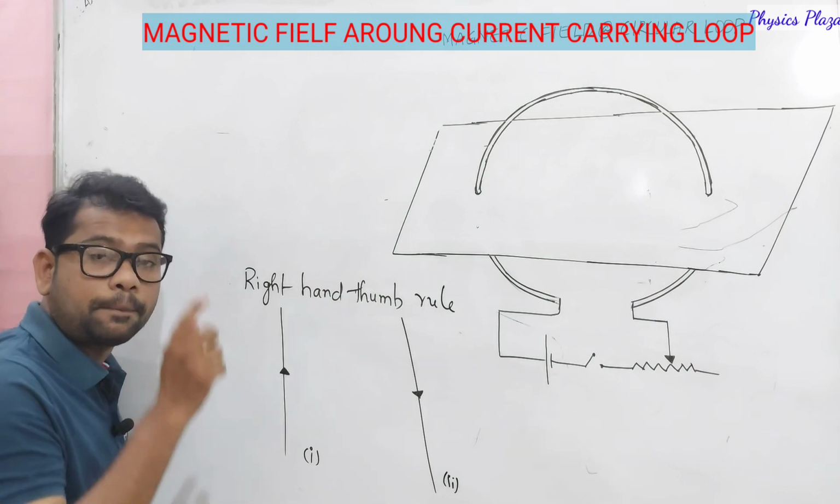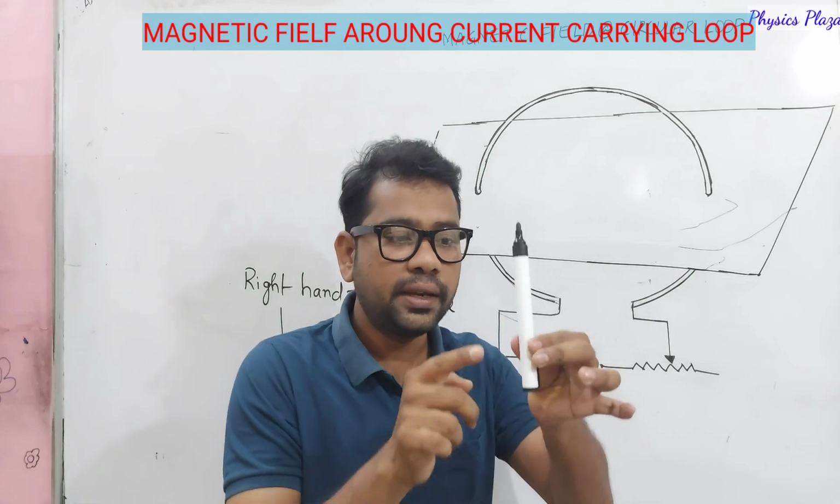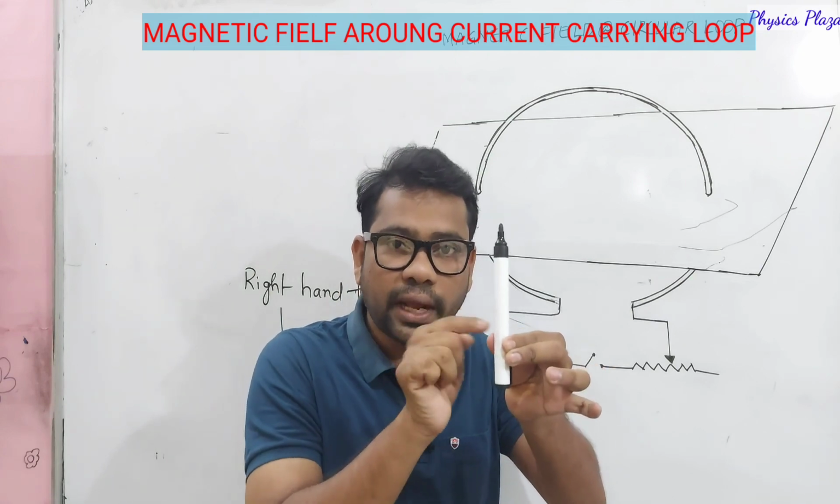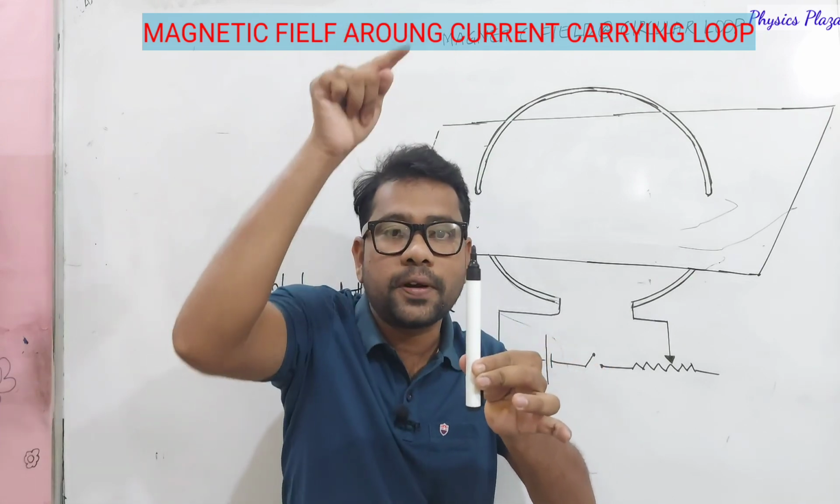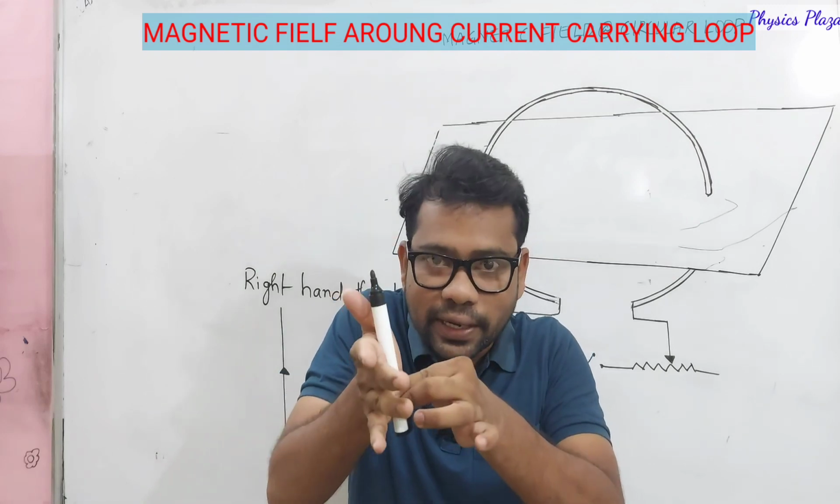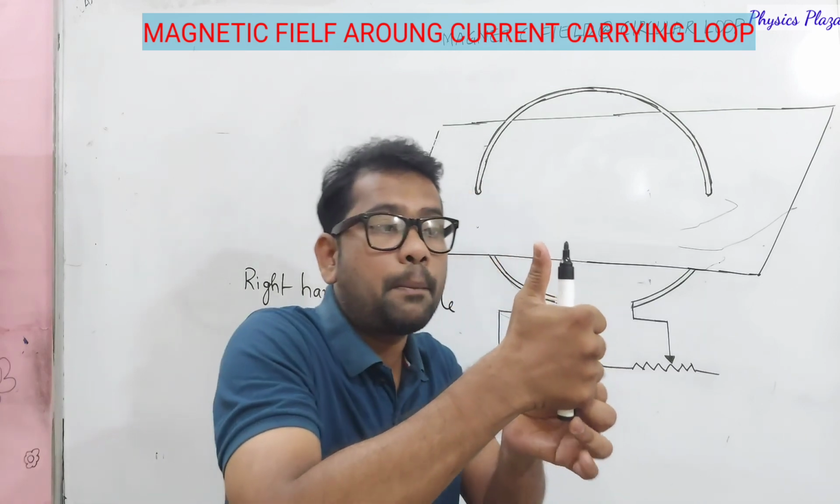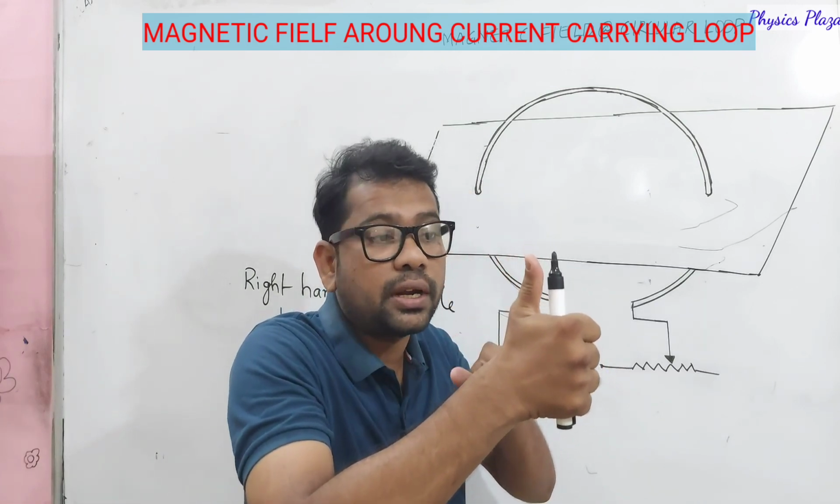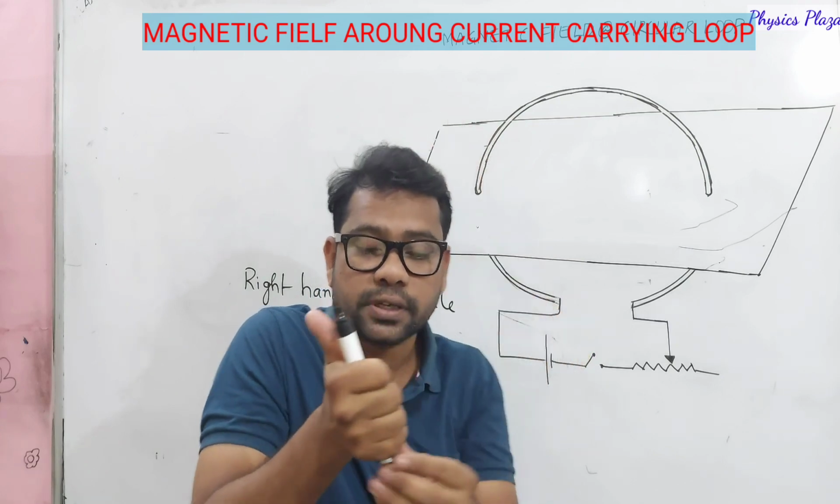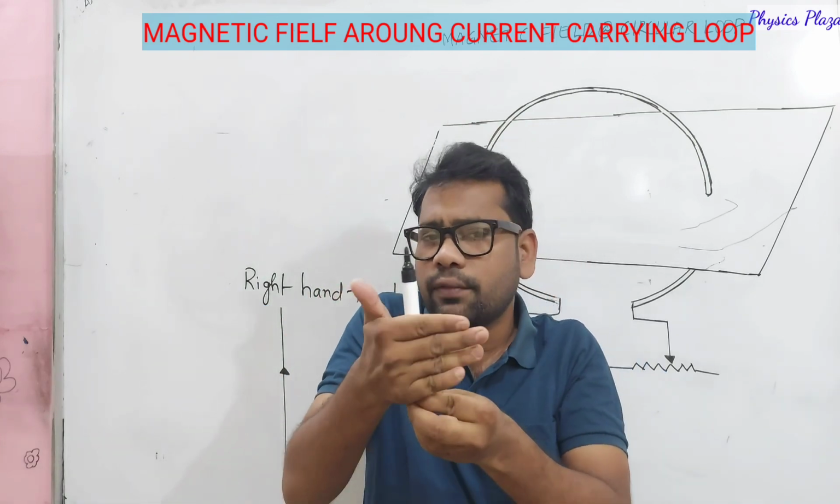Current is flowing vertically upwards. So let us assume it is a current carrying wire. In this, how is the current flowing? Vertically upwards. So what do I have to do now? I have to hold this current carrying wire with the right hand, and my thumb must be in which direction, dear children? The current direction, that is vertically upwards. Then look here, the fingers. Now, is it clockwise or anti-clockwise?